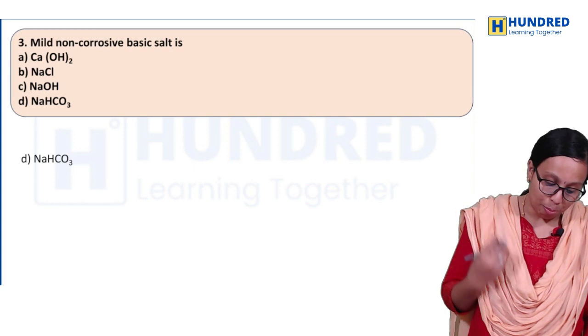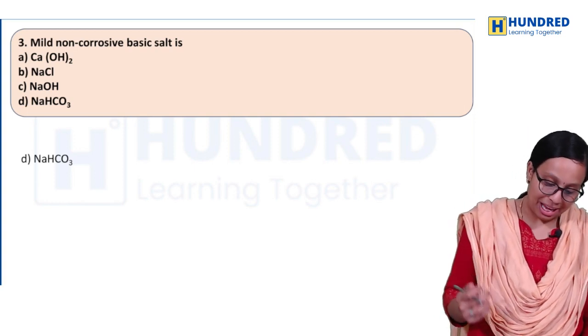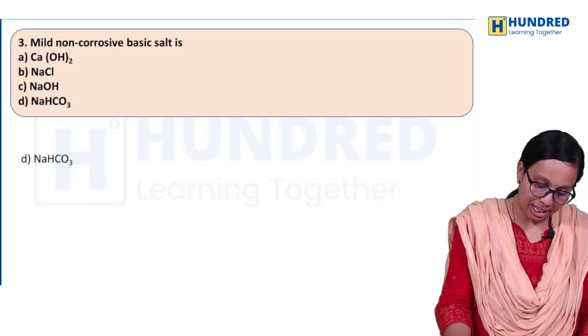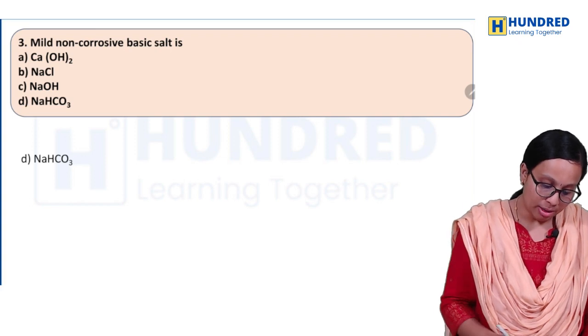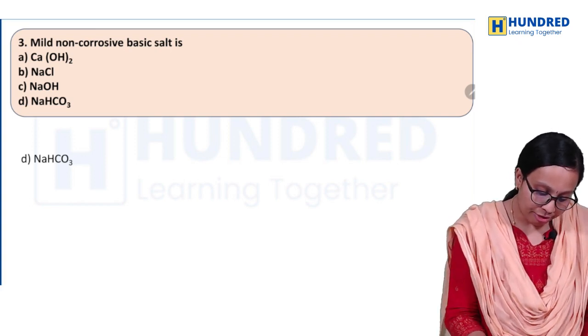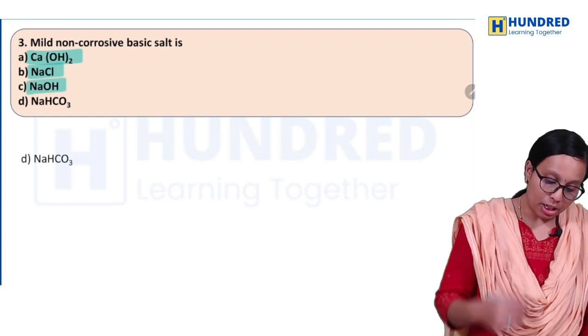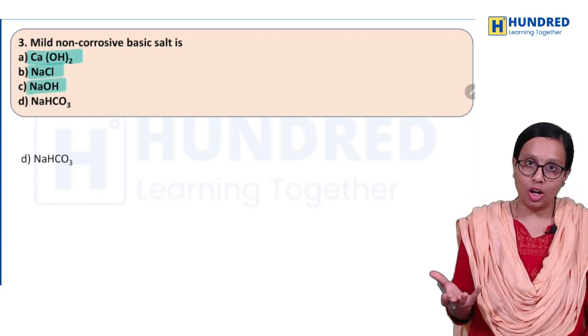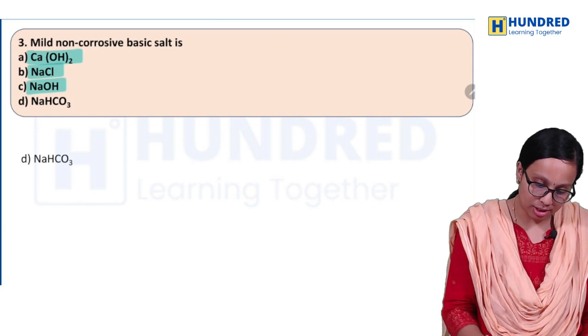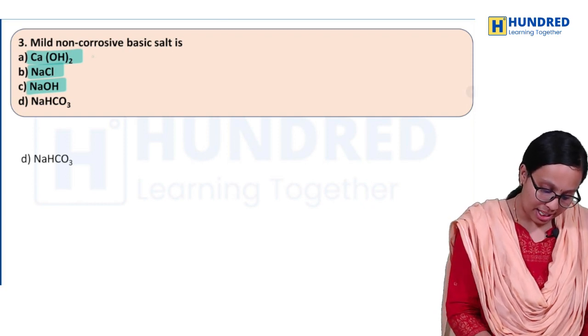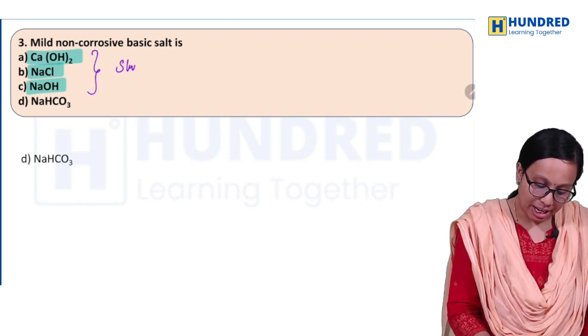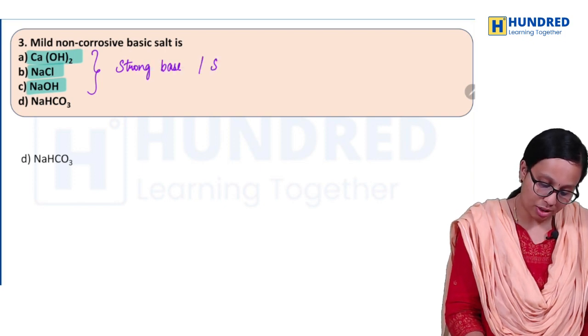Which is a mild non-corrosive basic salt? If you see the first three options, they are made from a strong acid or a strong base. So the first three options, if you consider them, are made of either a strong base or a strong acid.